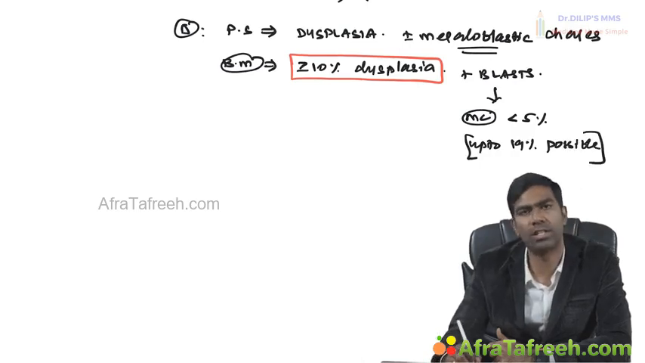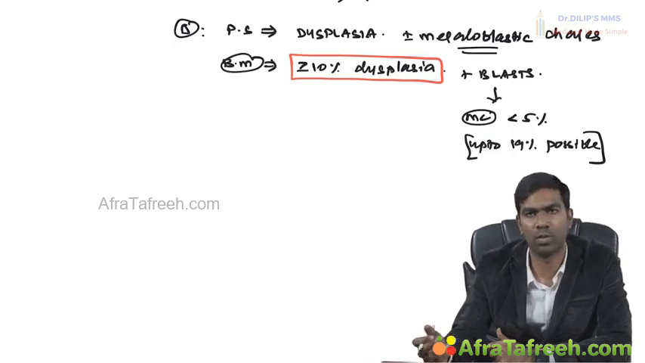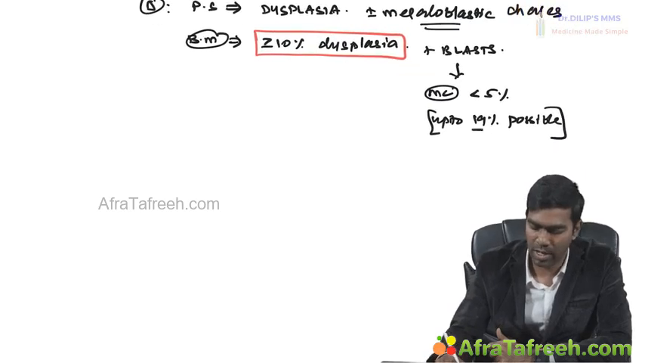Up to 19% blast is possible, because please remember, anything 20% or more blast goes towards acute leukemia, so we can no longer diagnose an MDS. Only in a condition called myelodysplastic syndrome with excess blast will you have up to 19% blast, but in most cases of MDS it will be less than 5% blast.